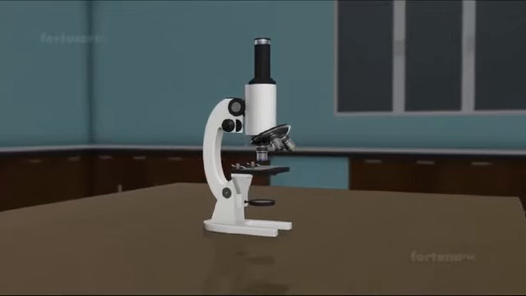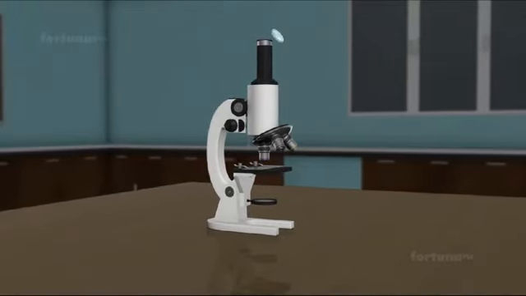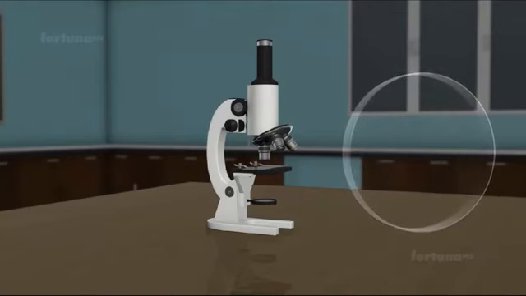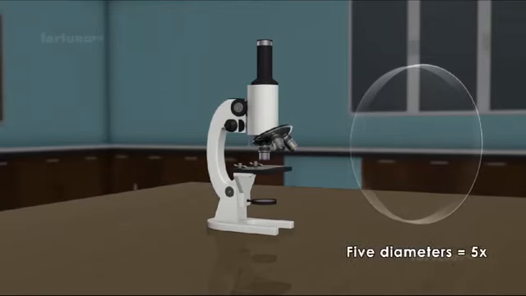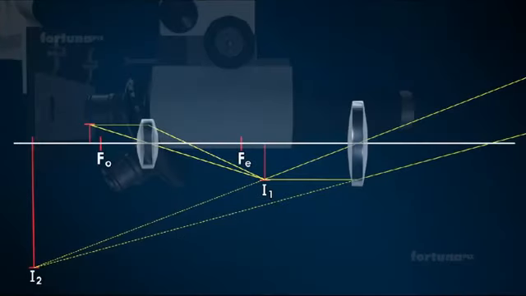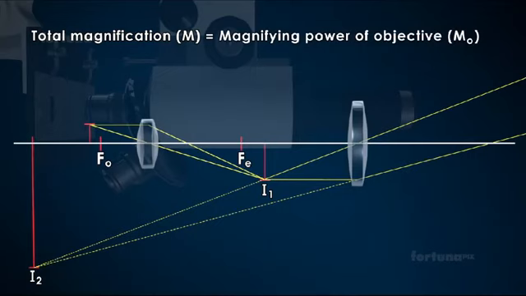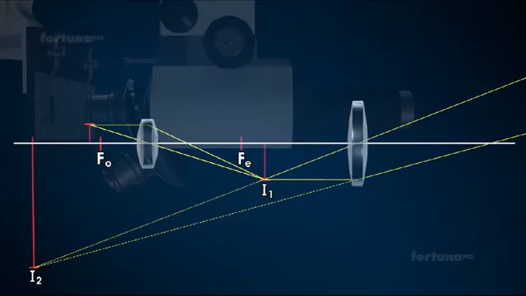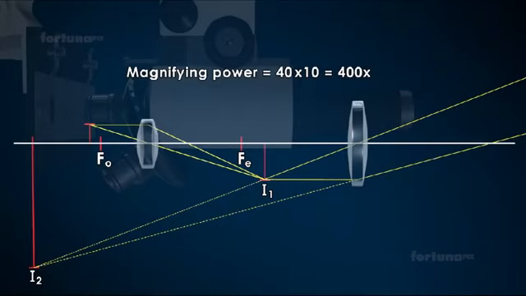Magnification of the compound microscope. The magnifying power of a lens is expressed in diameters. A lens magnifying an object 5 times has a magnification of 5 diameters and is written as 5x. The total magnification of a compound microscope is the product of the magnifying power of the objective and the magnifying power of the eyepiece. For example, if the objective has a magnification of 40x and that of the eyepiece is 10x, then the magnifying power of the microscope is 400x.